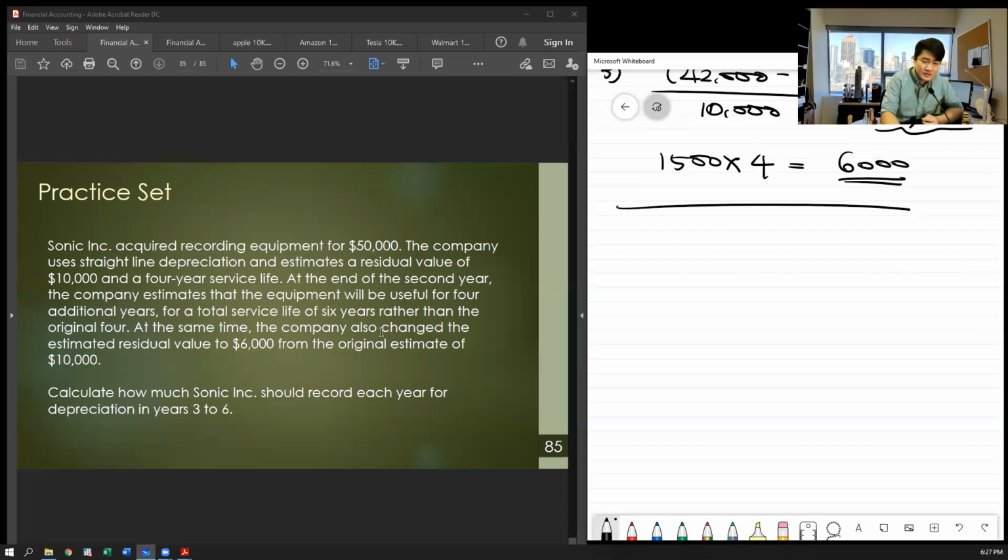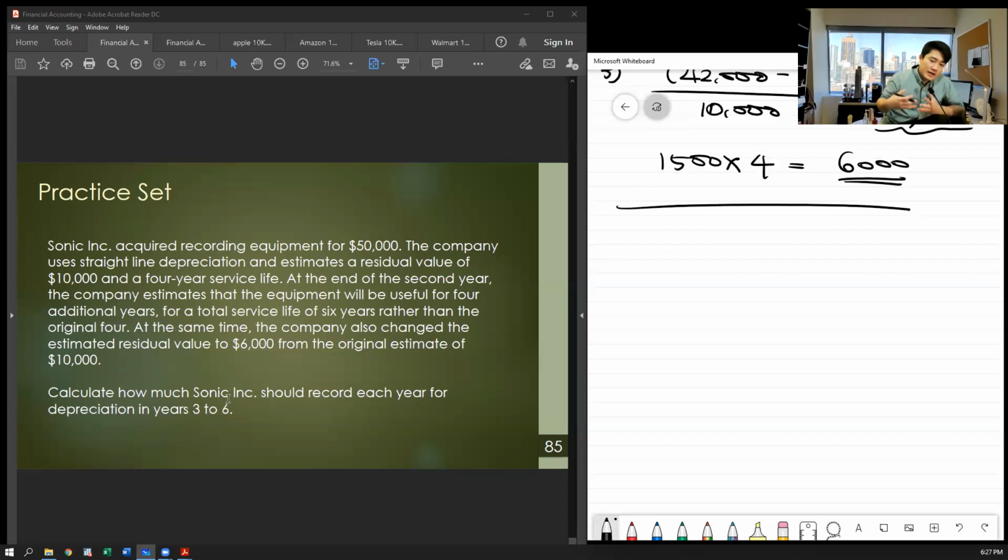Okay. So in this case, at the same time, the company also changed the estimate of residual value to 6,000. So originally it was 10,000. Now it's only 6,000 from the original estimate. Calculate how much the company should record each year for depreciation in years 3 to 6.